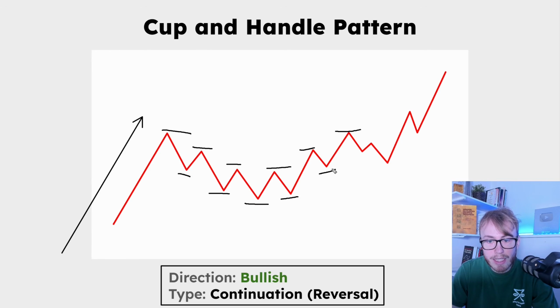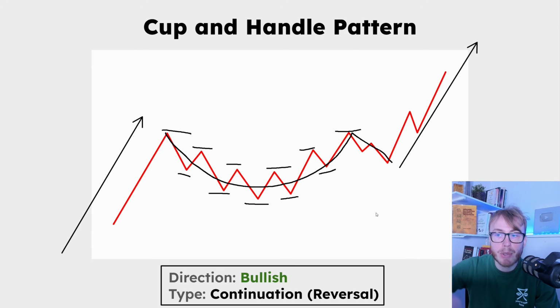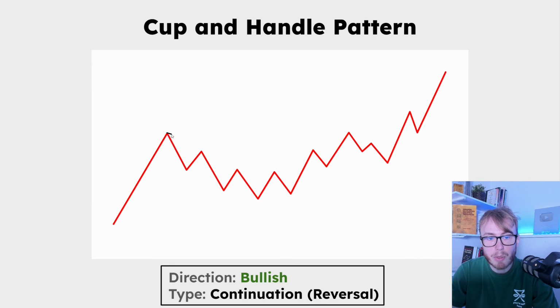And what we want to see here is a sort of U shape. So the price goes like this in a U shape, and then we see a pullback like this. After this pullback, the goal of the pattern is to continue the price towards the upside. And what we want to do here is connect the highest point of the first move up, and drag a horizontal line like this.